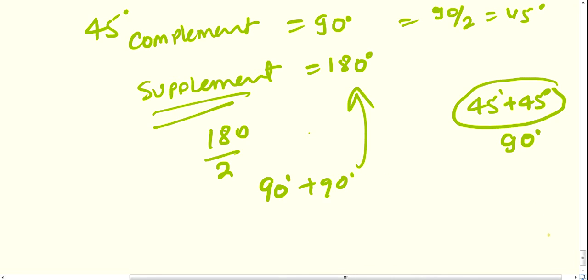Then question numbers 6 and 7 are the same. 6 is about complementary and 7 is about supplementary. So I am solving question number 6 here. If complementary is given, that means you will take 90 degrees. If supplement is given, that means you will take 180 degrees.